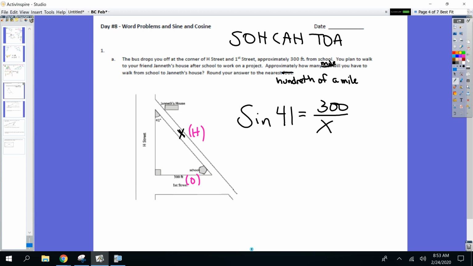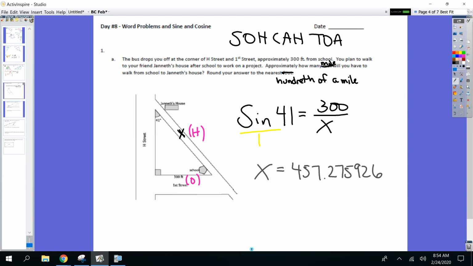And then we could put the sine of 41 over 1, and we got a little proportion we can cross multiply to solve. So I'll let you guys do that before we discuss the next issue that's going to come up. Maybe some of you can start seeing the next issue. Okay, so we get about 457 and change. Everybody good?